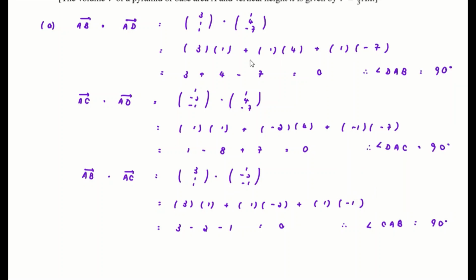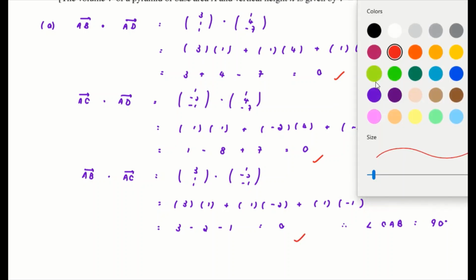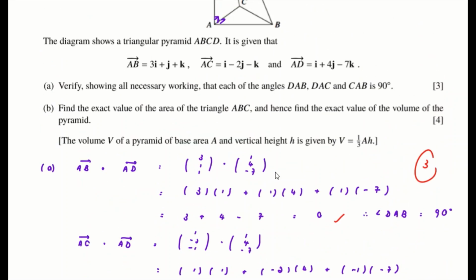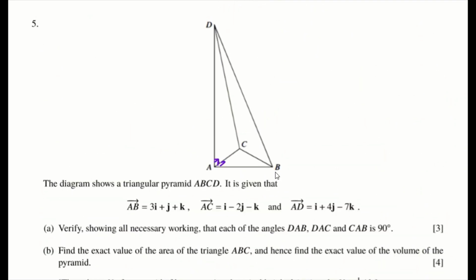So show that it is 0, but make sure that you have the process here. If you want to simplify a bit of the steps, then for the first one you can skip writing, but for this part, you will need to write the whole thing. So 1, 2, 3. That's the 3 marks for the question. Okay, so let's look at B. Find the exact value of the area of triangle ABC, so which means the area here.